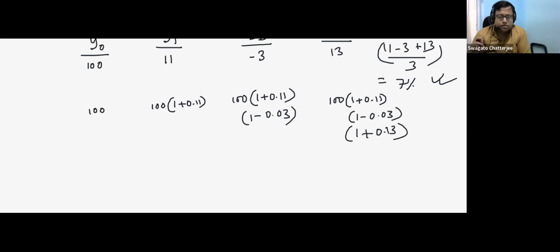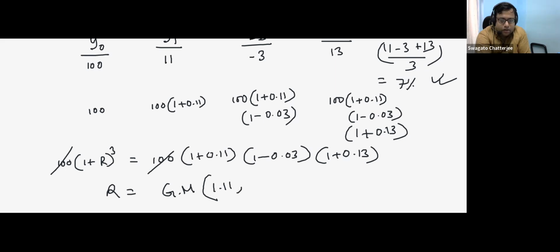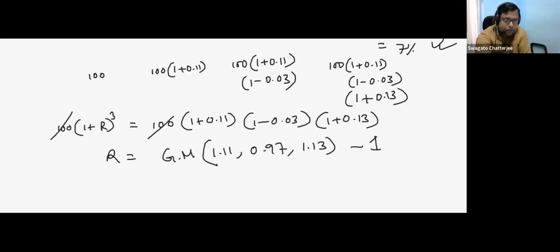So this is the case. Now the question is, what is the return level? If the average return is R, then this much will be the net amount of money that you will get after 3 years, and this is what you actually got. Then the 100 and 100 cancel out, so R will be the geometric mean of 1.11, 0.97 and 1.13, minus 1. This is one of many places where geometric mean is used. We are using a geometric mean to find out the average return.